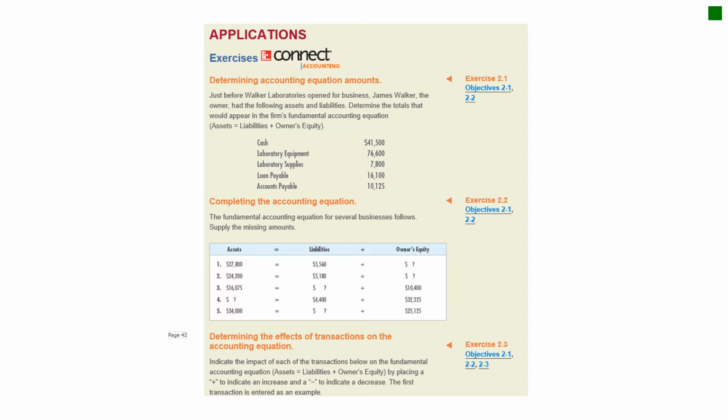Okay, so here's your end of chapter exercises. I'm going to start on exercise 2-1. So this is going to be your basic accounting equation. I'm going to write it up in a horizontal format. So assets equals your liabilities plus your equity. That's the basic equation. And in this particular problem, they want you to figure out the amounts of the equation.